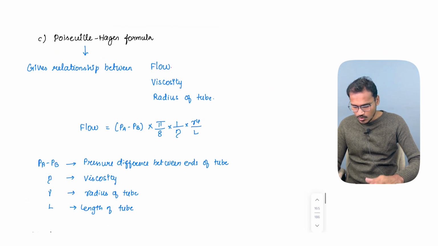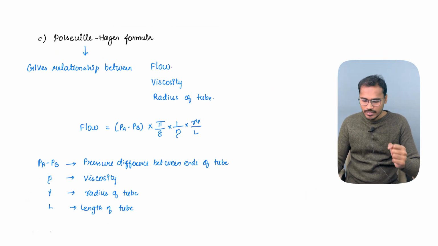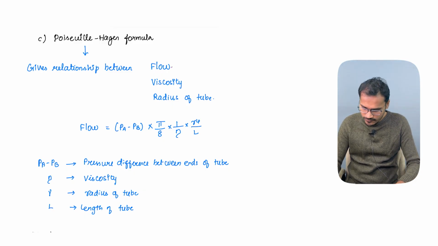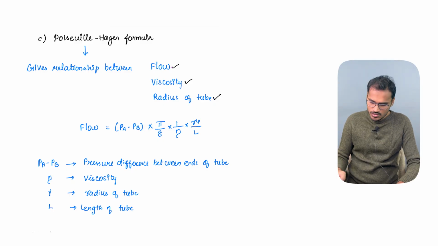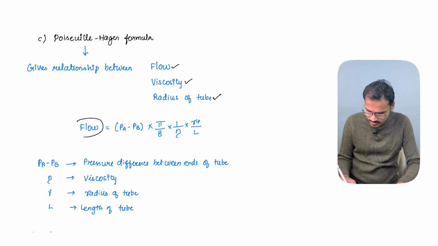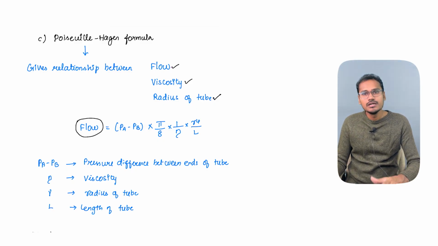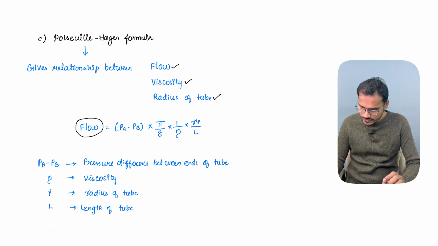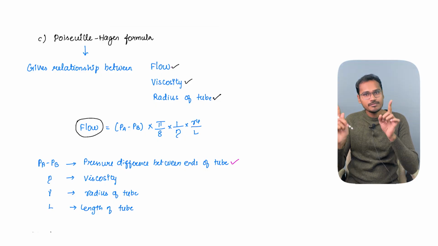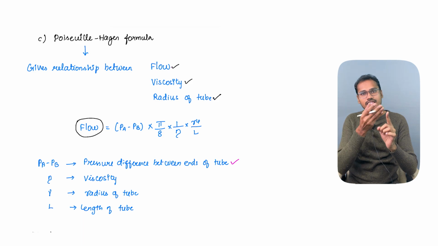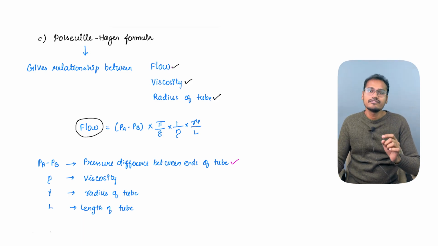Next, coming to the Poiseuille-Hagen formula. You might have read it in your physics classes also. It gives the relationship between flow, viscosity and radius of the tube. So here flow is nothing but (PA minus PB) times pi r to the fourth divided by 8 eta L. So let's try to expand the formula. PA minus PB is the pressure difference across the tube. If the pressure difference is more, for example, here the pressure is just 5, on the other side the pressure is 15, the flow will be faster.